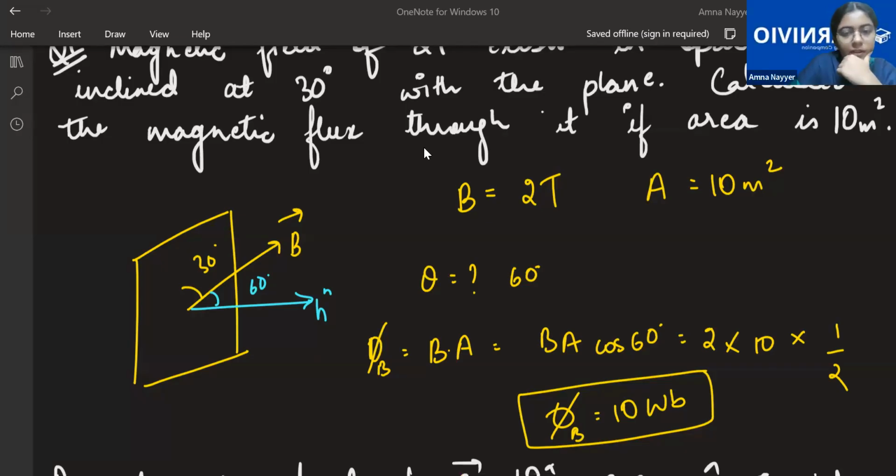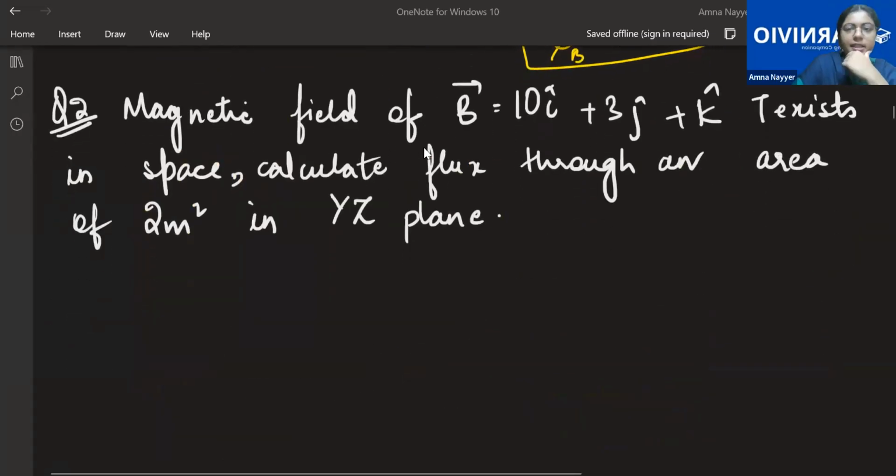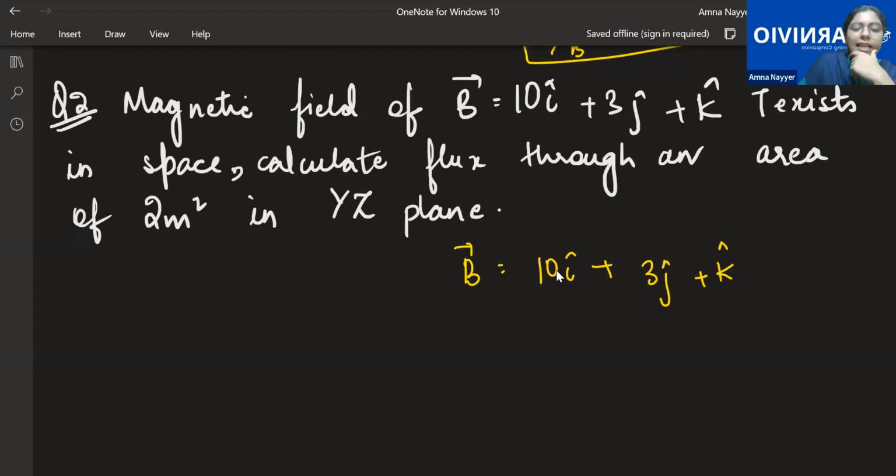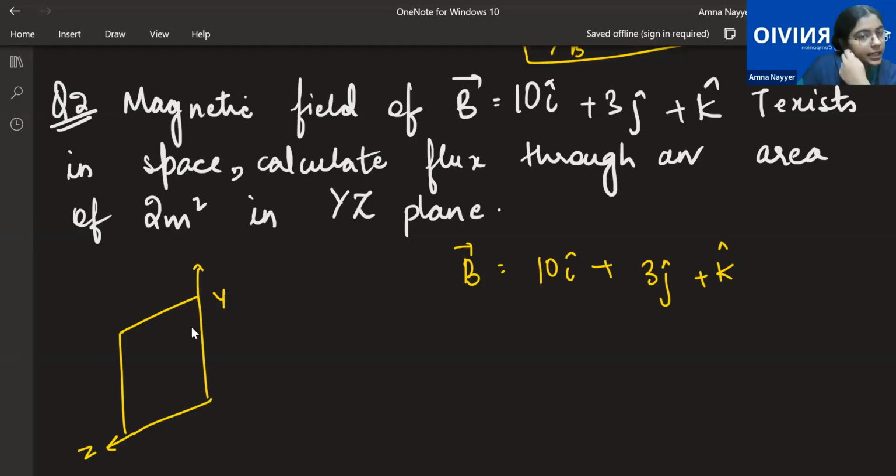Okay. Let's see one more question. See, this gives us the magnetic field as 10 I cap plus 3 J cap plus K cap. And it says there's a space that is existing in the YZ plane. Let's see, this is Y. This is coming out Z in this plane. Okay. The area is 2 meters square. So see, for the surface area, this is 2. But which unit vector should I put?